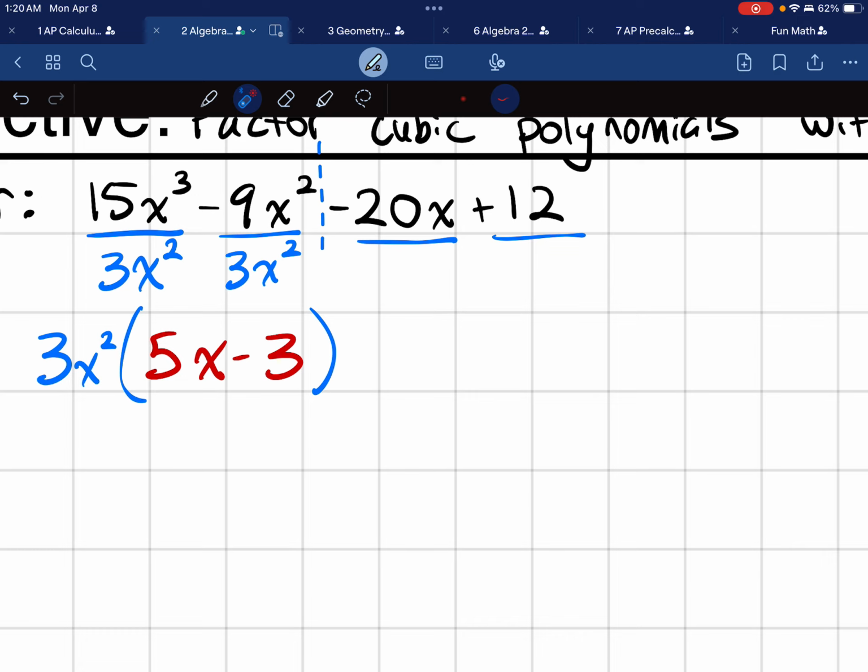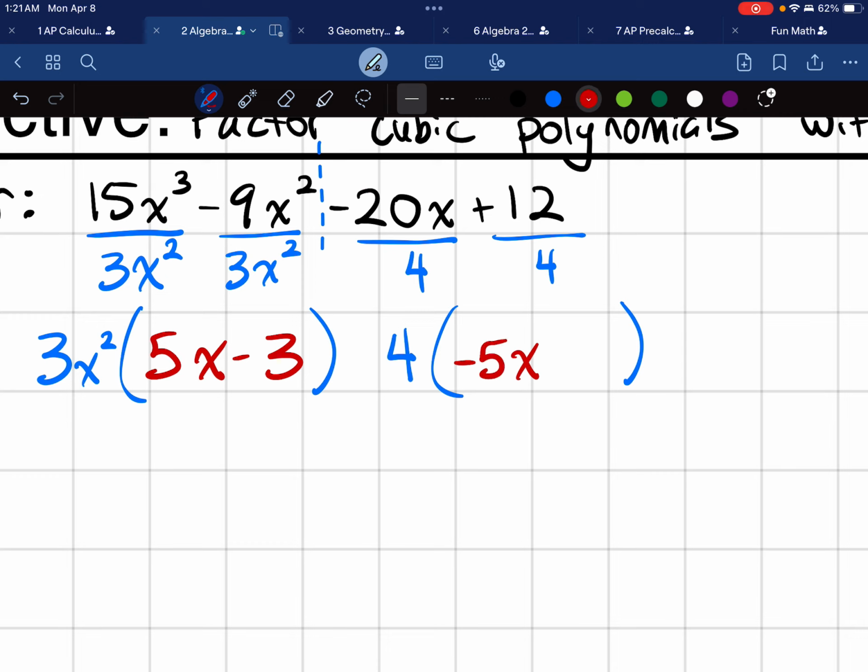What about 4? Could 4 go into 12? Yes. 4 into 20? Yes. Could 8? No, 8 can't go in there. 10? 10, yes, but no, I think 4 is the biggest we can go. So I'm going to divide each of those by 4. When I divide each of them by 4, I'm left with this. 4 is factored out. And then on the inside, whatever is left over, the x stays behind, right? X didn't go anywhere. And then negative 20 divided by 4 is a negative 5. And 12 divided by 4 is a positive 3.